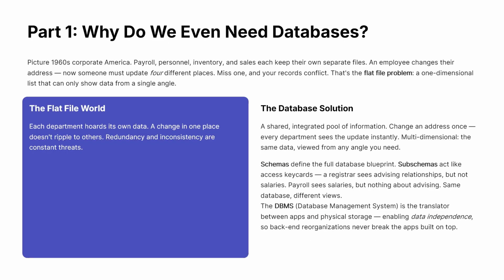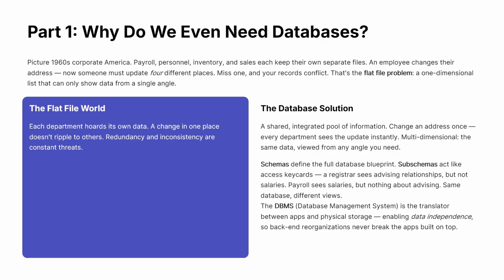Okay, picture this. It's the 1960s. A company has a payroll department, a personnel department, an inventory department, and a sales department. Each one keeps its own separate file of information. Sounds fine, right? Except, what happens when an employee changes their address? Now, someone has to go update that information in like 4 different places. Miss one, and now your records don't match.